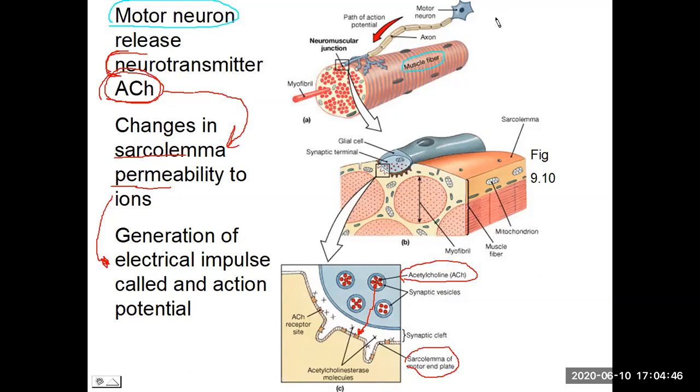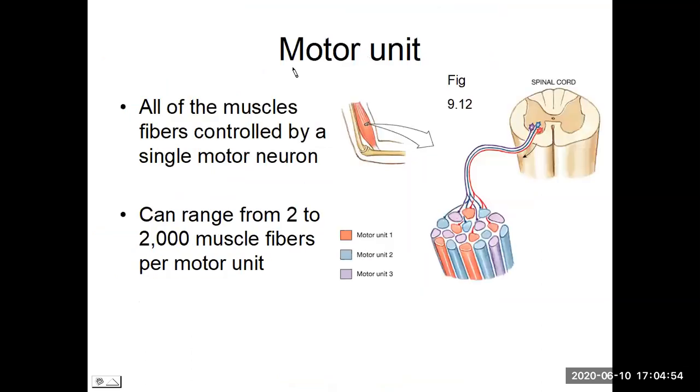However, this is not a realistic portrayal, to see one motor neuron communicating to just one muscle fiber. Instead, we have what's known as a motor unit. A motor unit is described as the total number of skeletal muscle fibers that are controlled by an individual motor neuron. And there could be variation in the size of a motor unit.